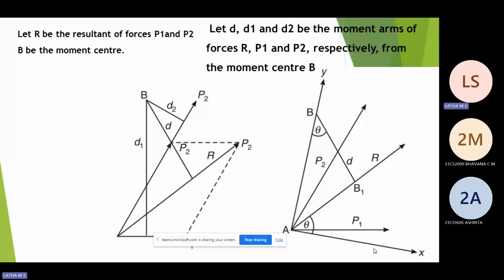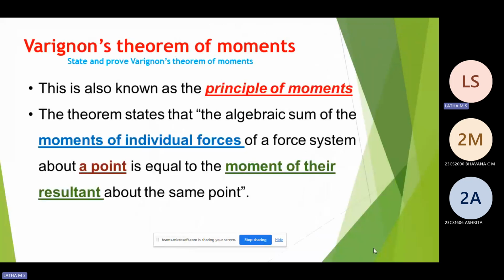So Varignon's theorem is about the moment of all the forces about a particular point being equal to the moment of the resultant of the same system of forces about the same point. That is the gist of it. It is also known as the principle of moments. The theorem states that the algebraic sum of moments of individual forces of a force system about a point is equal to the moment of their resultant about the same point.